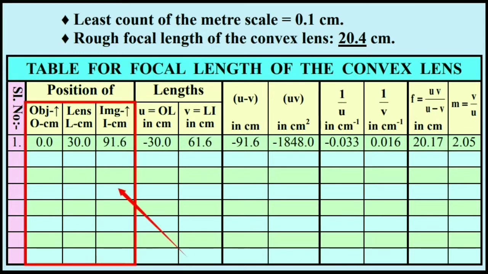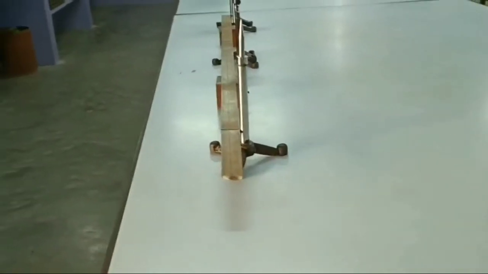In each observation, we have to find out the position of the object pin, the position of the lens, and the position of the image locating pin, and based on their values, other calculations are to be done. So about other calculations, I don't need to speak for each and every observation. Let's continue. I go for the second observation of the experiment.